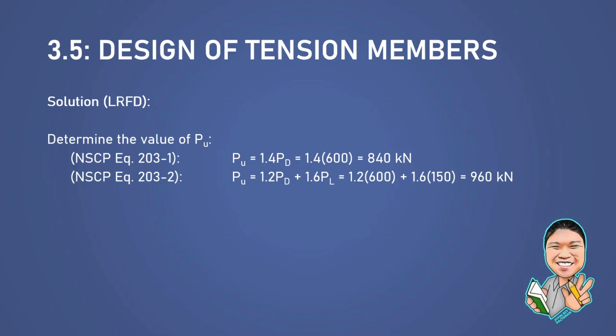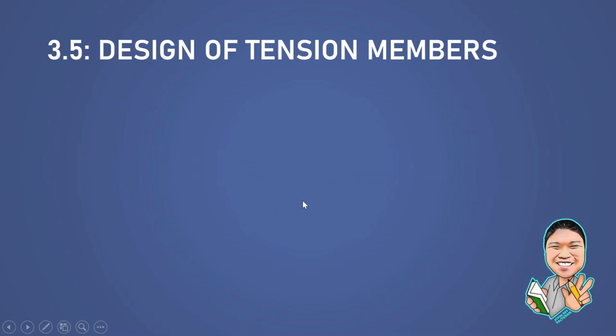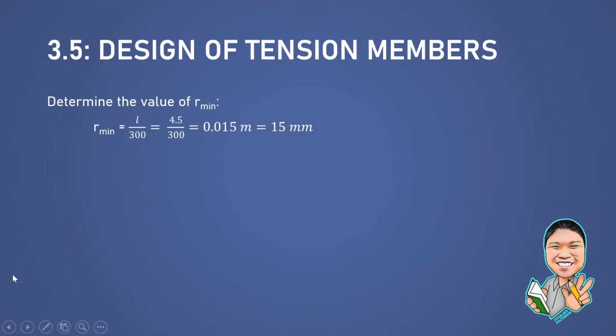Ang mahahanap mo is 960 kilonewtons, di ba? Kasi between the two, siya yung mas malaki. So therefore, ito yung magiging design load natin, 960 kilonewtons. So of course, yung tatlong criteria natin, determine the value of r min. Yung length is 4.5 meter divided by 300. So that is 0.015 meter or 15 mm.